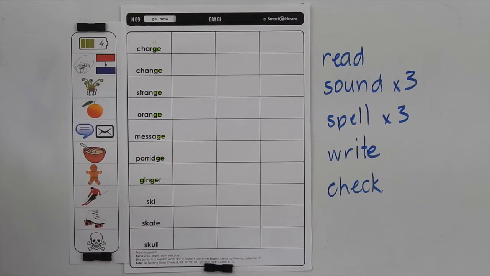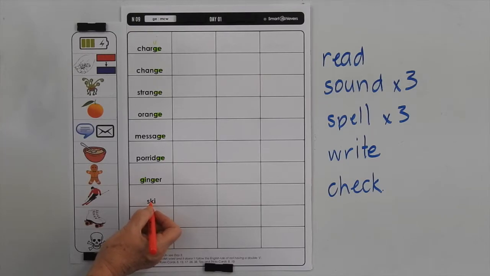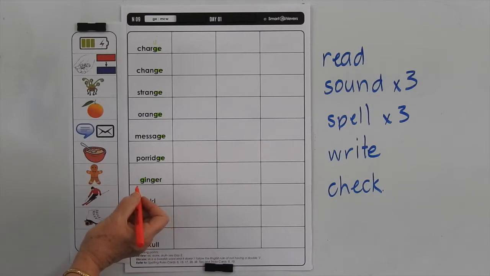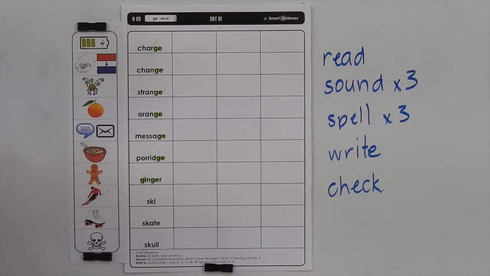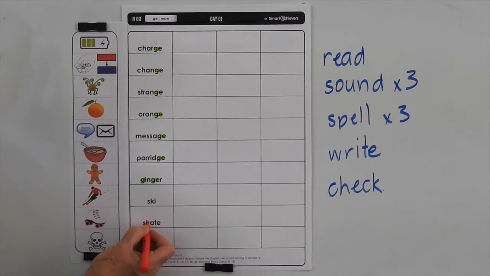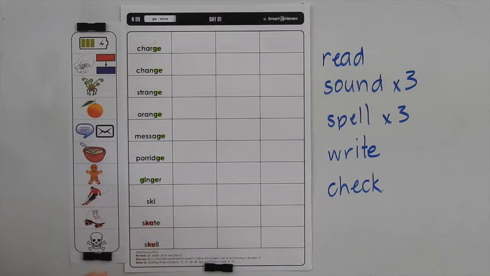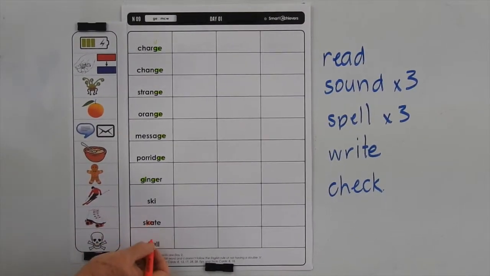Now down here we've got 3 exceptions to the K rule. So normally we know when we want a K sound, we use a C before an A, O, U, L, R, and we use a K before an I, E or a Y. But here we've got a K before an A for the K sound, and here we've got a K before a U for the K sound. And that is because these 2 words are Old Norse, so they're not English words.